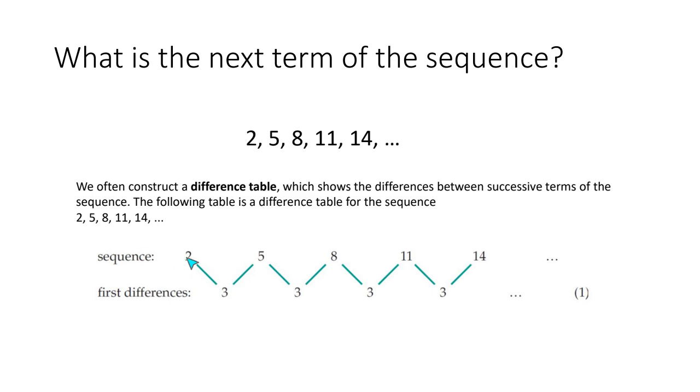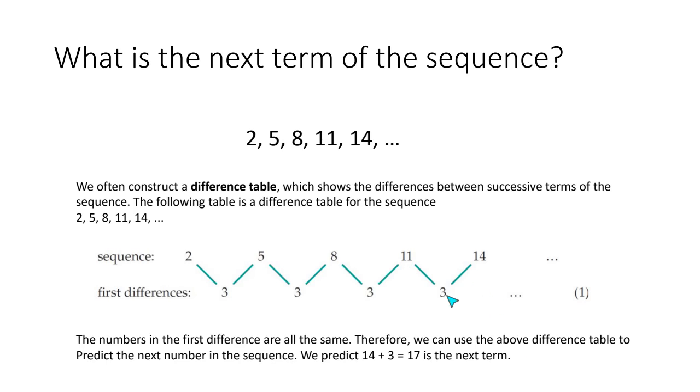So if we have 2 and 5, the difference between 2 and 5, so 5 minus 2, is 3. 8 minus 5 is 3, 11 minus 8 is 3, and 14 minus 11 is 3. This first row is called the first difference. And if it has all the same numbers, then we can stop to figure out what the next number should be. But sometimes it's not going to be the same, and we'll talk about that in a little bit.